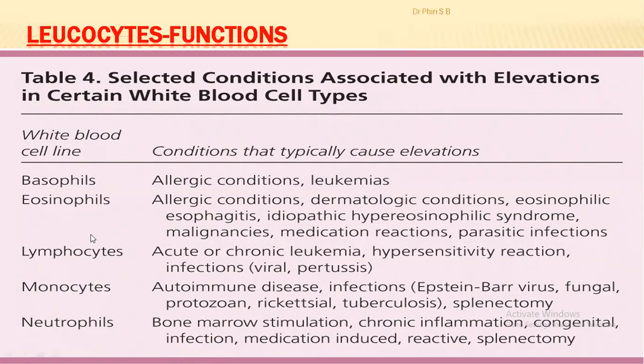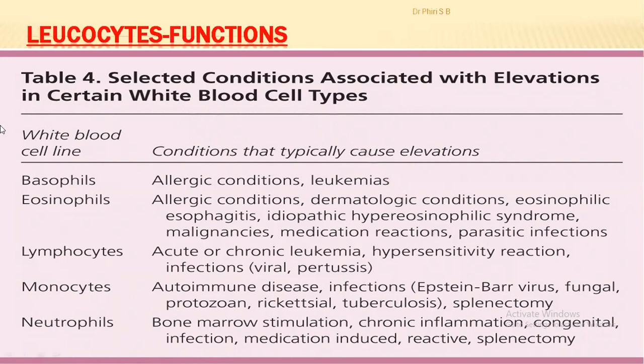So you can see here, the white blood cell line that will increase, and the conditions that will stimulate these cells to increase. Because there are particular conditions that can stimulate a particular white blood cell to increase in circulation, it means that by looking at the number of white blood cells, those that have increased, you'll be able to predict or come up with a diagnosis of certain diseases.